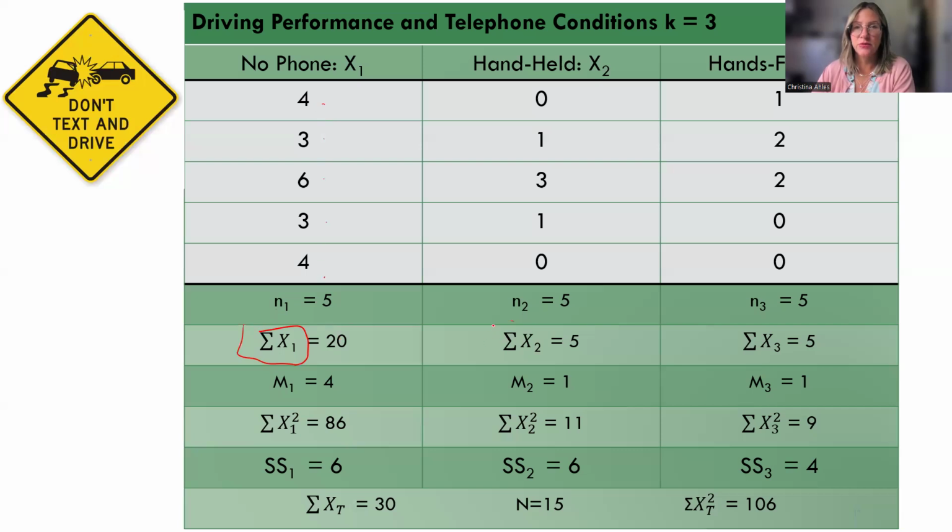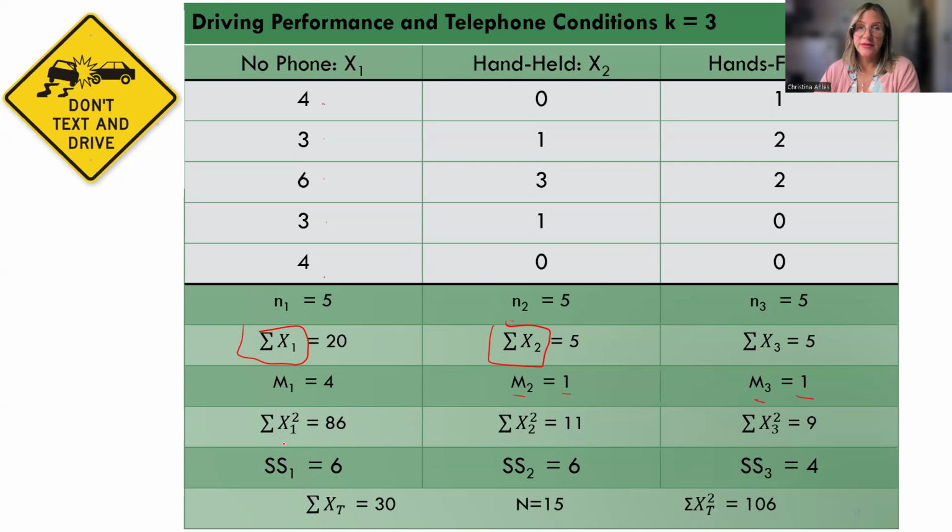Sum of X for group 2 is 0 plus 1 plus 3 plus 1 plus 0, et cetera. And then the mean for group 1, 20 divided by 5, is 4. Mean for group 2, 5 divided by 5, is 1. Mean for group 3, again, 5 divided by 5 is a mean of 1. You'll also need your sum of X squared for each group.